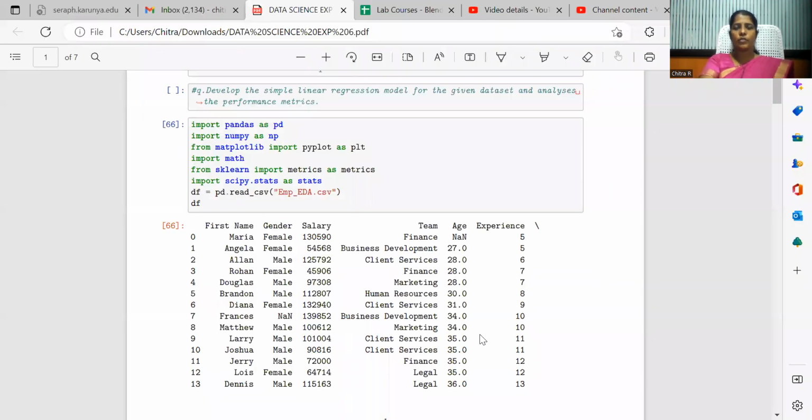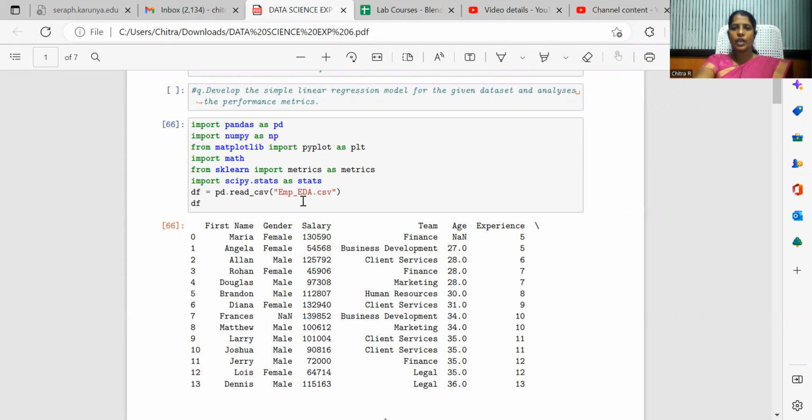This is the Python code for implementing simple linear regression. Initially, import the library functions, pandas as well as NumPy, and then the matplotlib library for visualization purposes. Then the math function: here we are calculating the mean square error and mean absolute error. For calculating those functions, we include the math function also, and some metrics for identifying the performance of the system.